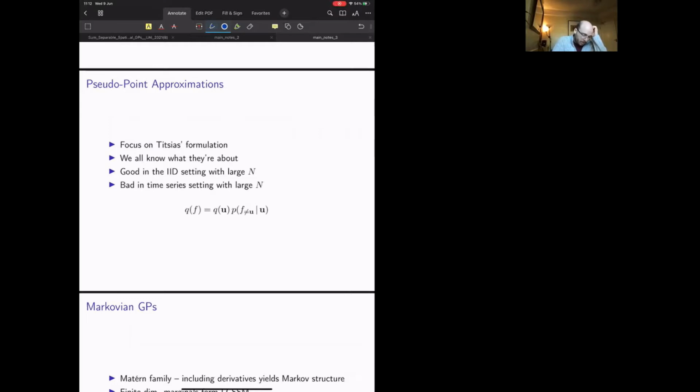I'm assuming everyone's familiar with pseudo-point approximations. So we'll be sticking with the standard Titsias 2009 formulation, which says if you've got a GP f, we're going to approximate the posterior over it with a bunch of pseudo-points. There'll be M of them, and give them some arbitrary Gaussian density q, and then the conditional distribution over the rest of the GP, given those points, will just be the prior.